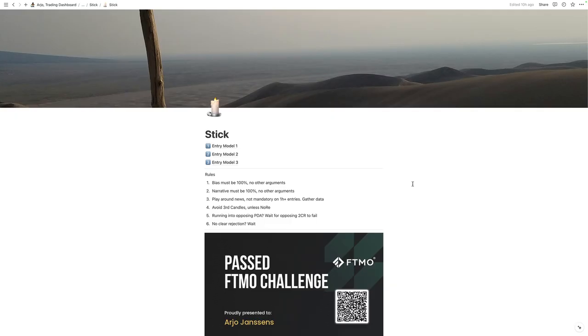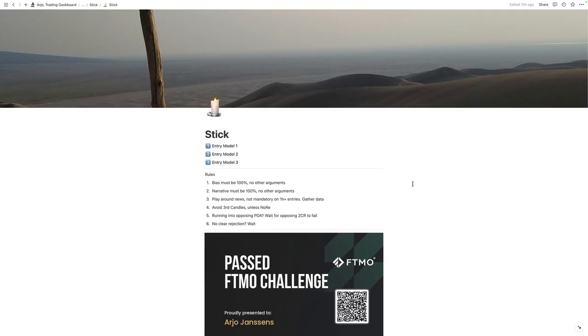Then number 2, narrative must also be 100%. No other arguments. I must be certain that we are more likely to continue higher off of that certain discount array as well. Then number 3, play around news, not mandatory on 1 hour plus entries.